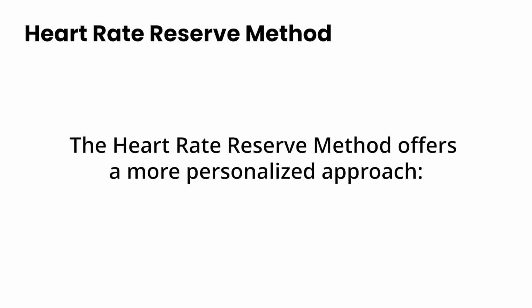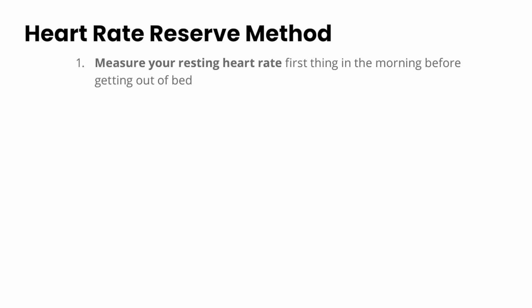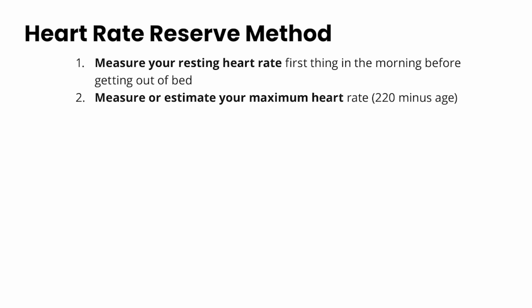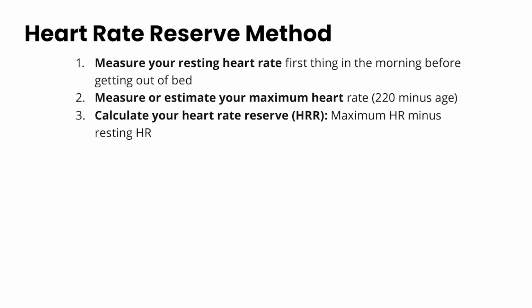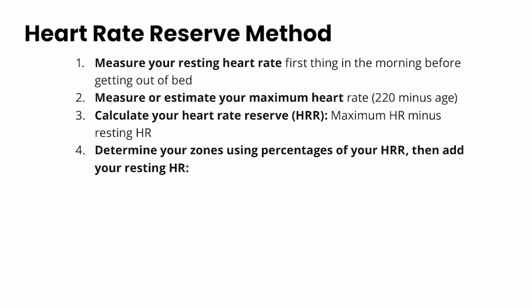The heart rate reserve method offers a more personalized approach. Measure your resting heart rate first thing in the morning before getting out of bed. Measure or estimate your maximum heart rate, 220 minus age. Calculate your heart rate reserve, HRR, which is maximum heart rate minus resting heart rate. Determine your zones using percentages of your HRR, then add your resting heart rate.